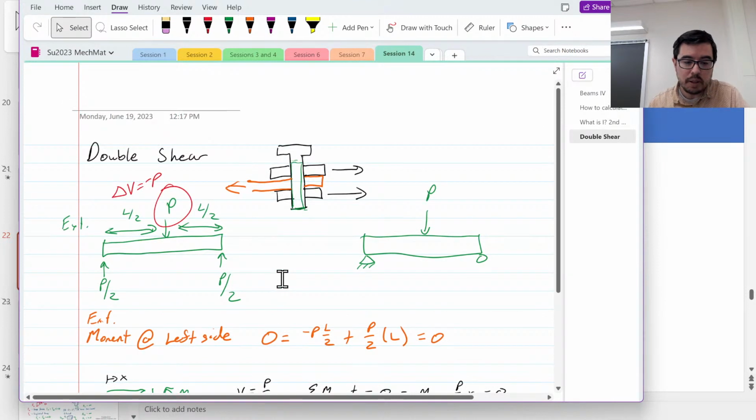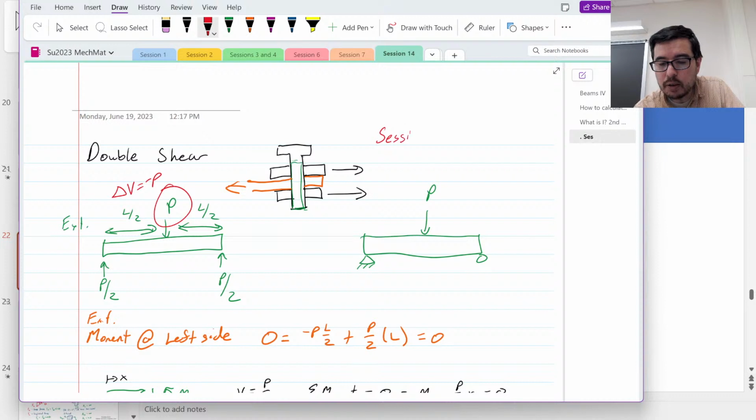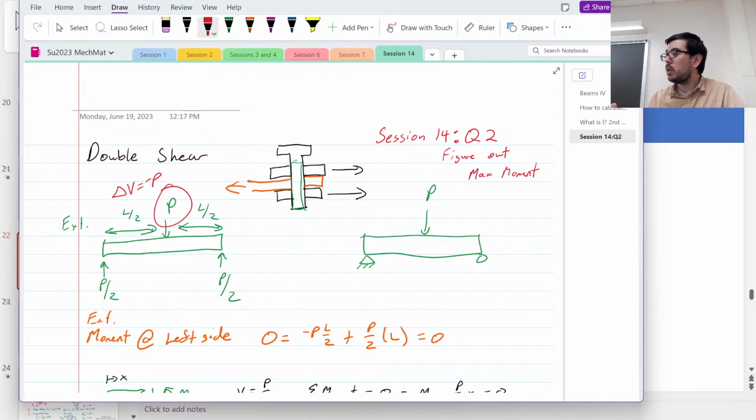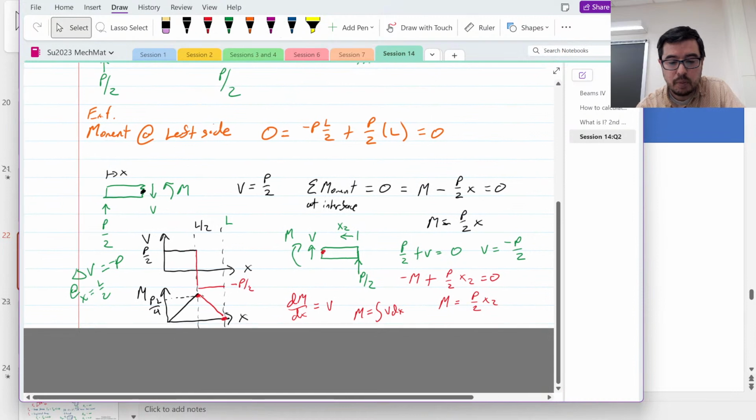This in particular was for, was it session 14? I think it was question 2, right? Because we've got to figure out the max moment, because we're trying to figure out what the maximum bending stress is. Okay, so that comes from this point right here.